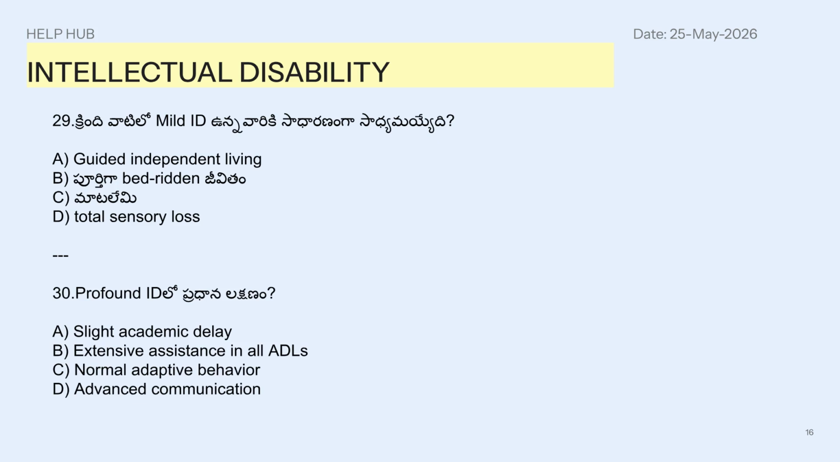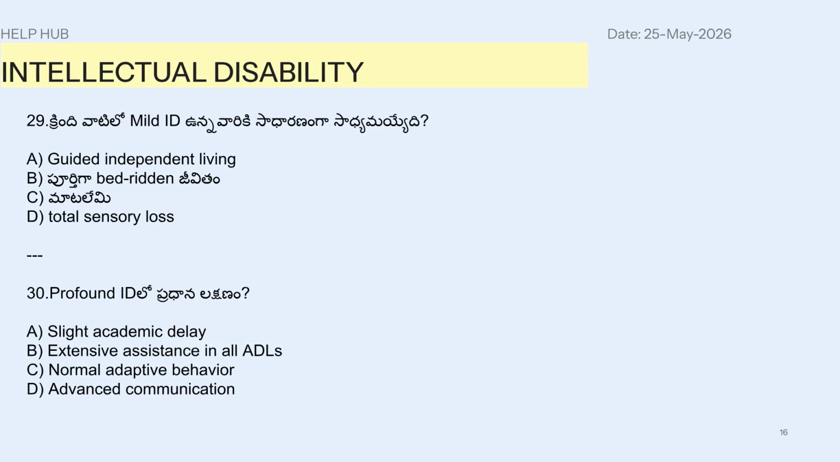What is generally possible for those with mild ID? The answer is A. Guided independent living. Question 30. What is the main symptom of profound ID? The answer is B. Extensive assistance in all activities of daily living, or ADLs.